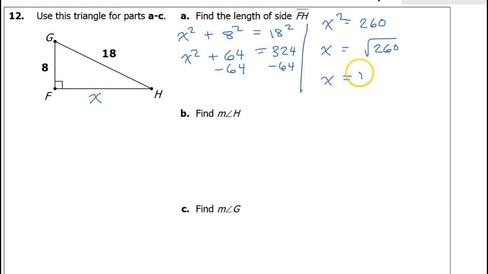And that turns out to be 16.125. You got to round up. Okay, so that's x. But they asked me to find FH. So really, in the end, instead of putting x, I should put FH.